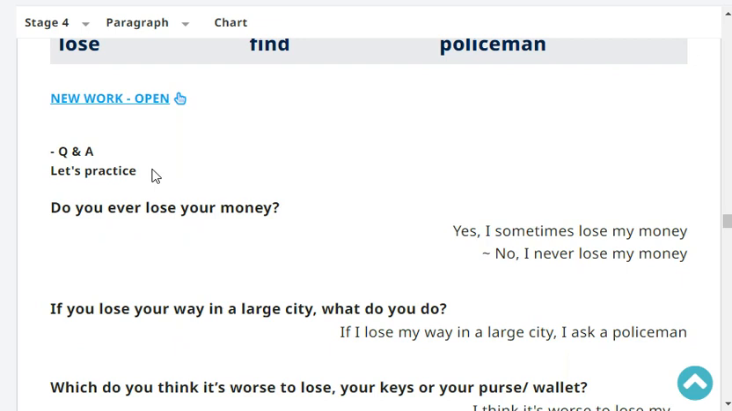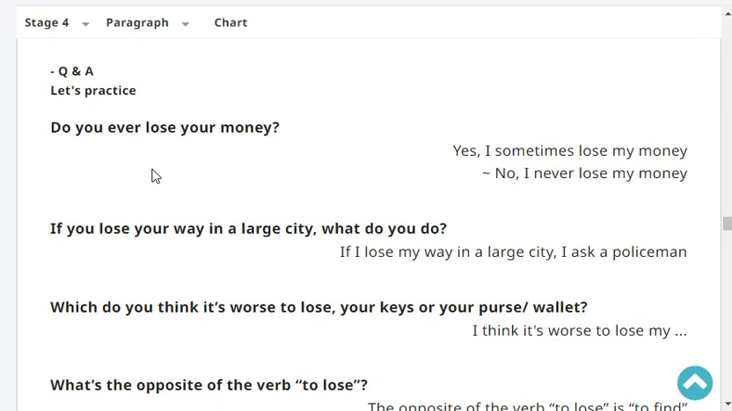Do you ever lose your money? Yes or no? Yes, I sometimes lose my money. If you lose your way in a large city, what do you do? If I lose my way in a large city, I ask a policeman.